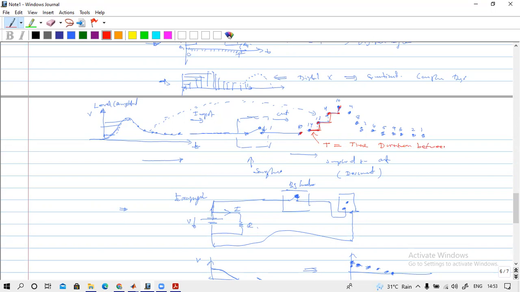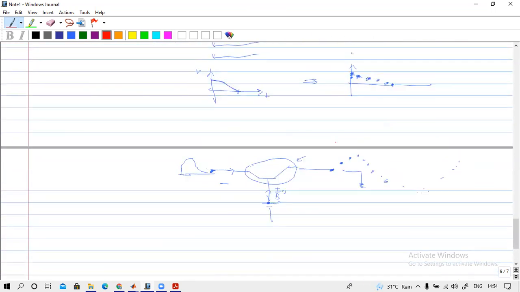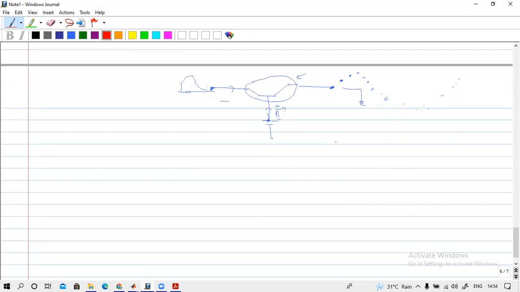between two successive samples. Here one sample is there and another sample. So here T is the time duration between two successive samples. We call this duration the sampling period. Keep remembering, that is a very important parameter. That is the sampling period.